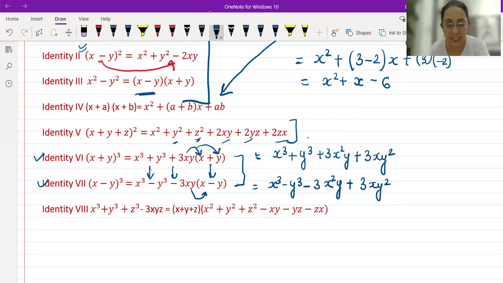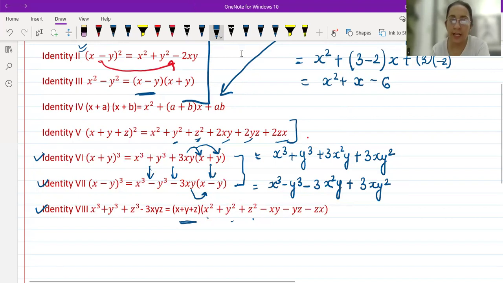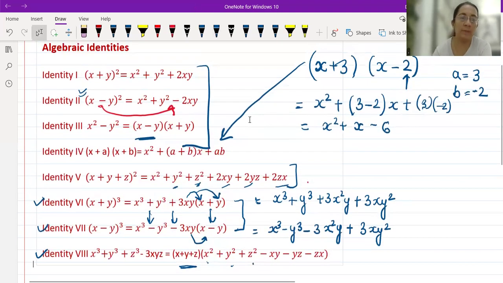Let's come to the last identity, which says x cube plus y cube plus z cube minus 3xyz is equal to, you are just going to add three variables. The first bracket says x plus y plus z, and the second bracket will have x square, y square, z square, and then the negatives of the products of the variables, minus xy minus yz minus zx. So this is the 8th identity that we are going to use in our next exercise. I hope all the identities are clear. Just giving you a recap of all the 8 identities.